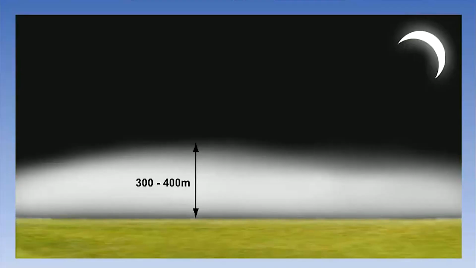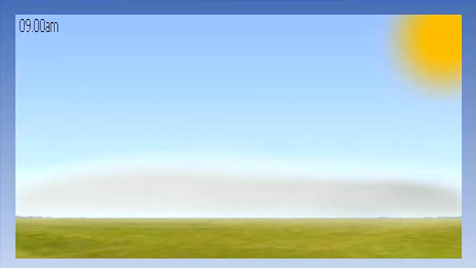Radiation fog will often be a few hundred feet, 100 meters or so thick, and can, on occasion, be 1,000 or more feet, 300 to 400 meters deep.